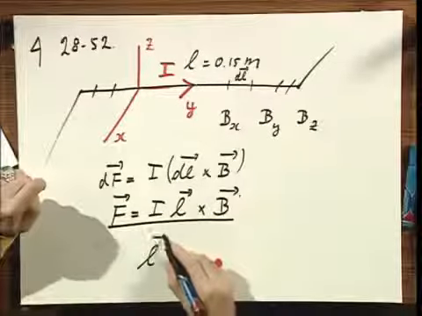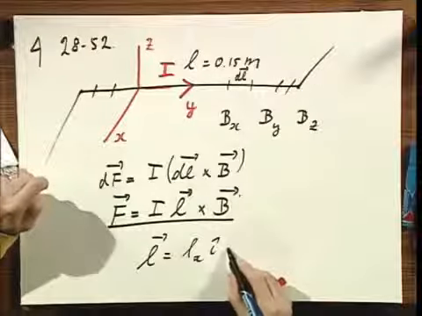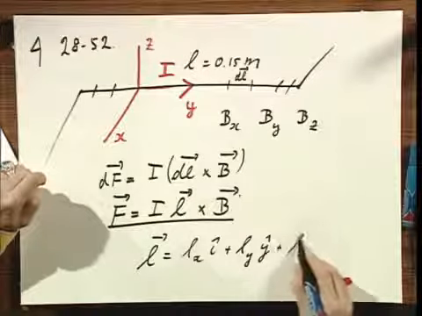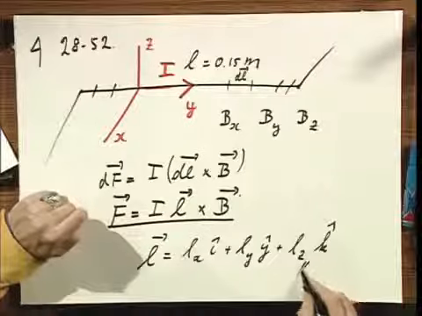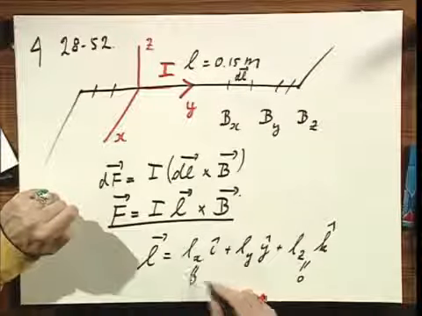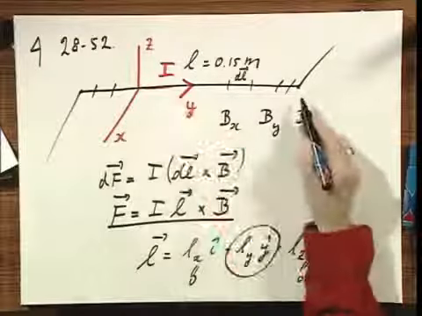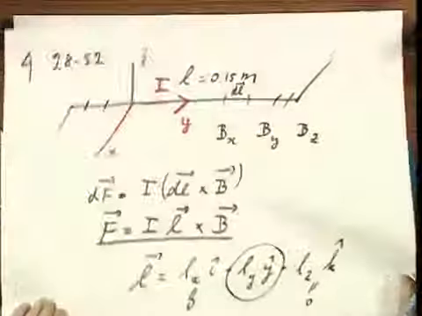L itself equals Lx times the unit vector in the x direction plus Ly unit vector in the y direction plus Lz unit vector in the z direction. This is 0, and this is 0, because we only have L in the y direction. And so now we have to do the cross product.